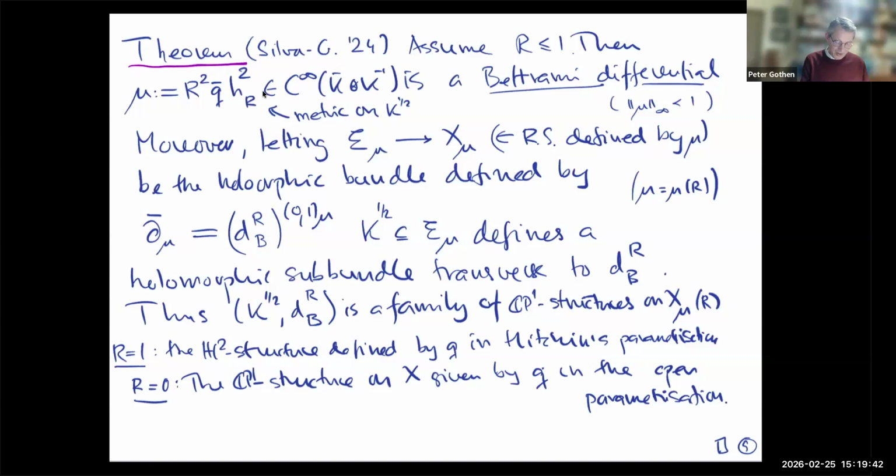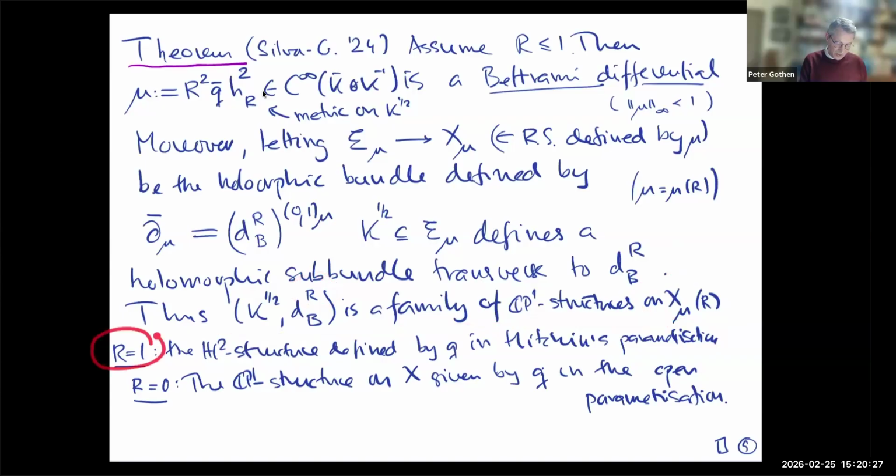Now for each R, we have our corresponding flat connection. We can take the (0,1) part. With respect to the Riemann surface structure mu, that gives us a d-bar operator, and a structure of holomorphic bundle over the new Riemann surface X_mu that we've cooked up. A priori this is a C infinity subbundle, but we can check that it actually defines a holomorphic subbundle, which is again transverse to this flat connection. So just as on the previous slide, I get a CP1 structure, one for each R. So I have a family of CP1 structures parameterized by R.